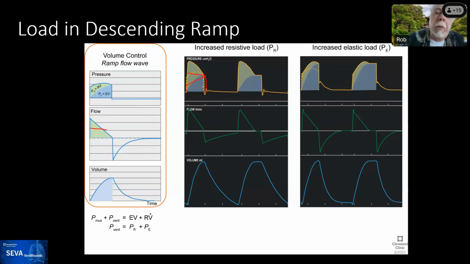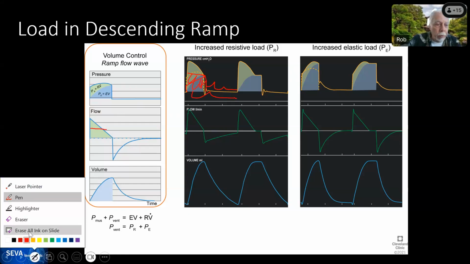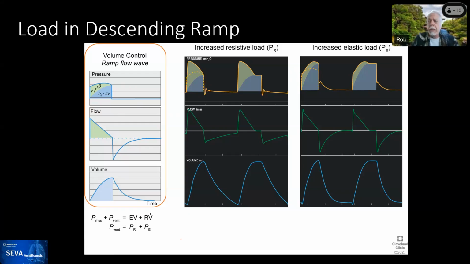So if you will recall, mean airway pressure is proportional to the area under the curve, the whole expiratory period, all of this. So if you increase the area under the inspiratory portion, then you're going to increase mean airway pressure. You're also going to keep the airways open longer during inspiration. And if you have a patient that's recruiting all the way through, then that could improve oxygenation as well.